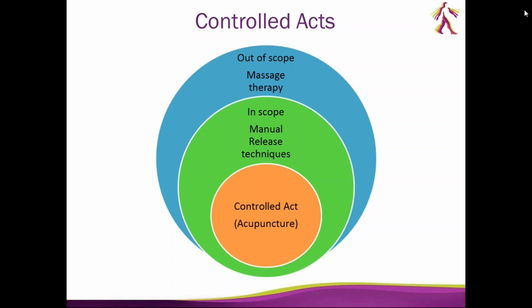And it's important to note that there are some acts which we would never really advise could be delegated to a kin, and you can look at our guideline for those. One of them is spinal manipulation. If it's not a controlled act, then is it within scope? Does it have to do with human movement? And if it does, then you can do it.